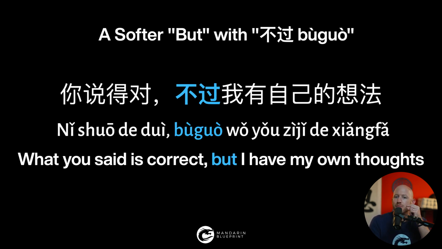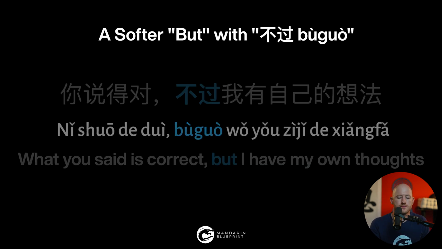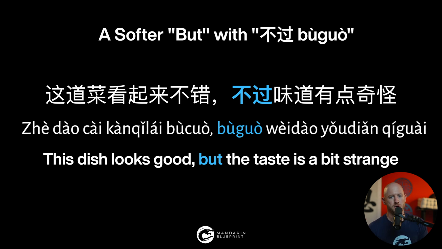你说的对，不过我有自己的想法。What you said is correct, but I have my own thoughts. So in this case, it's kind of being polite, tactful, like being like, all right, you said something and sure, you're right, but I also have my own way of thinking of it. You're not trying to be rude. You're trying to be a little bit more polite. You're being softer by saying 不过。这道菜看起来不错，不过味道有点奇怪。So the person who says this is trying to be tactful and polite because they're basically saying, oh, it looks good. It just, there was maybe a little strange taste to it. If they were being a bit more blunt, they might not have used 不过.